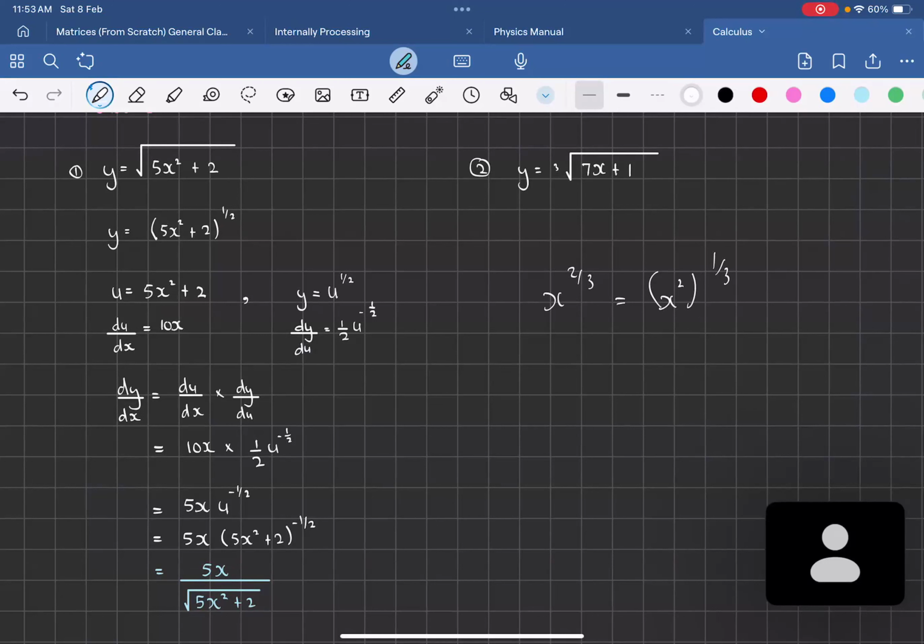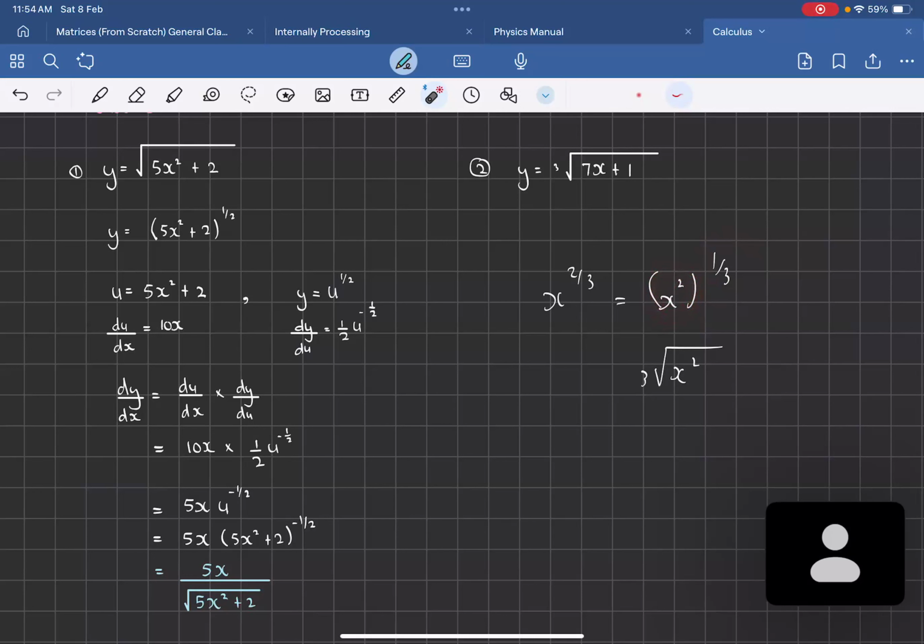X squared, yeah. When you raise up a power, you just multiply. Okay, so then I could write that as the cube root of x squared. Sure. So, if I have x to the power 2 thirds, I could write that as x squared to the power a third. So, cube root of x squared.